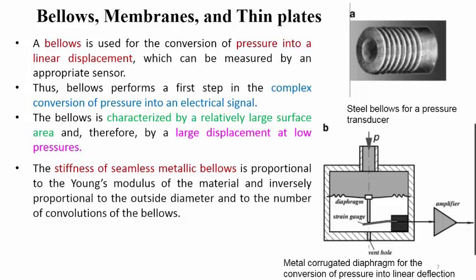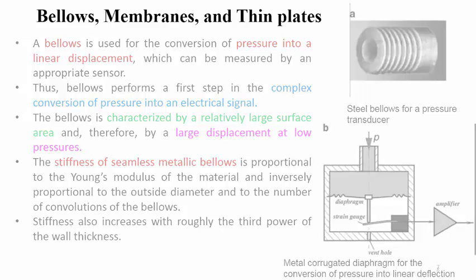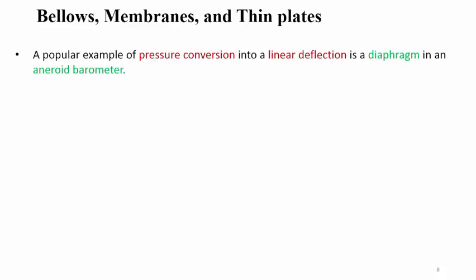The hardness or stiffness of the seamless metallic bellows is proportional to the Young's modulus of the material and inversely proportional to the outside diameter and to the number of convolutions of the bellows. The stiffness also increases roughly with the third power of the wall thickness. Depending on the design or the requirements of the particular application, you will find various thicknesses and dimensions of the bellows.